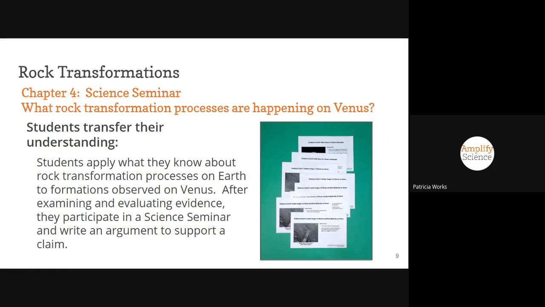In Chapter 4, students apply their understanding of the key concepts to a new problem to try to explain what rock transformation processes are happening on Venus. They examine evidence and evaluate the quality of evidence as they compare the rock on Earth and Venus. They analyze and sort evidence based on claims, participating in a science seminar, and writing a final argument to support their claim.